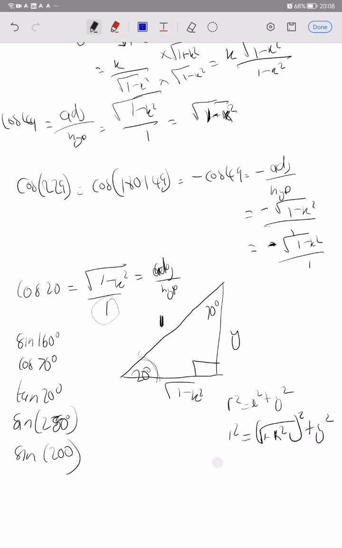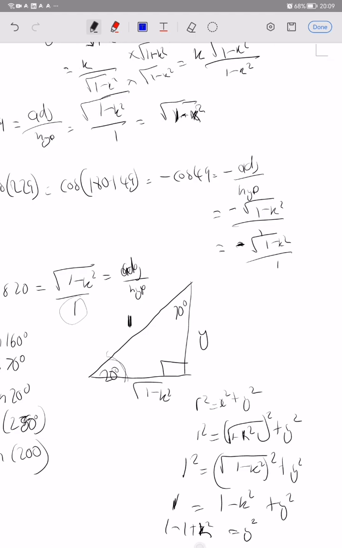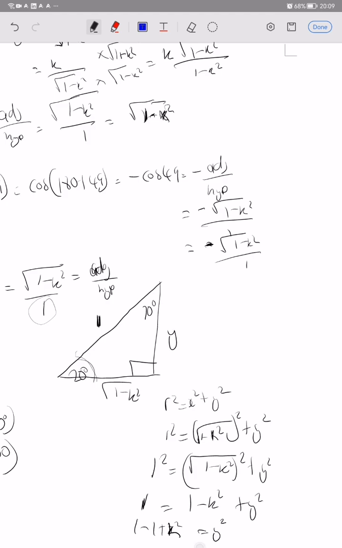So when I simplify this, I'll have 1 squared is equal to 1 minus k squared, everything squared, plus y squared. So when you simplify, we'll have 1 is equal to 1 minus k squared plus y squared. Then I transpose, this will be 1 minus 1 plus k squared is equal to y squared, right? Then what do we do from here?